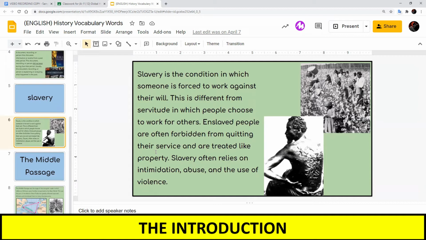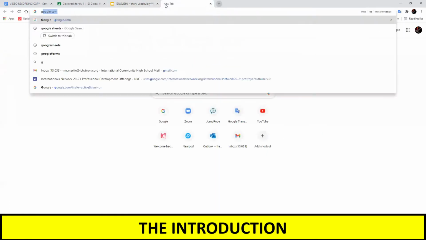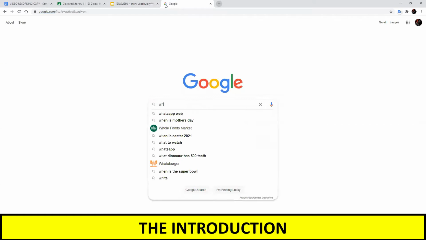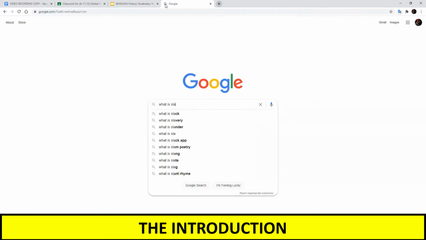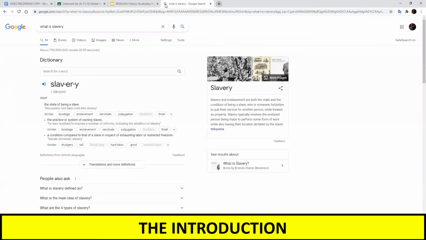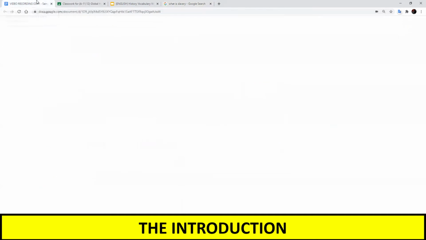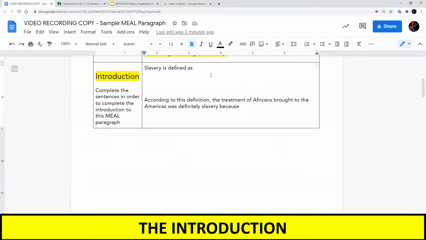Maybe you want to use Google as well. You want to type into Google, "What is slavery?" and see what comes up. You may also do that as part of finding the definition for it. Or if you really think you understand slavery, like what the definition is, you can simply write your own definition. I encourage you, if you have understood what we've been discussing in class, I think it would be great if you wrote your own definition for what slavery is.